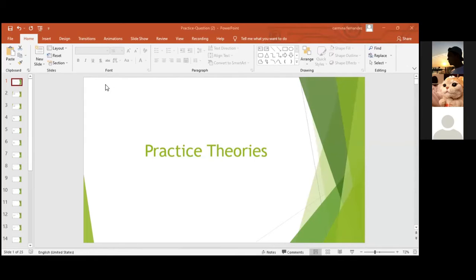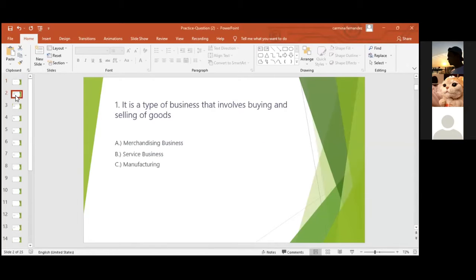And ngayon dito naman tayo sa practice theories. So, number 1, it is a type of business that involves buying and selling of goods. So, ang sagot dyan ay yung merchandising business. Kasi yung sa service business naman, pang mga commercial purposes yung mga ganyan, di ba? Mga pang performance tax. Tapos yung sa manufacturing naman yung mga nagma-manufacturing ng mga goods.